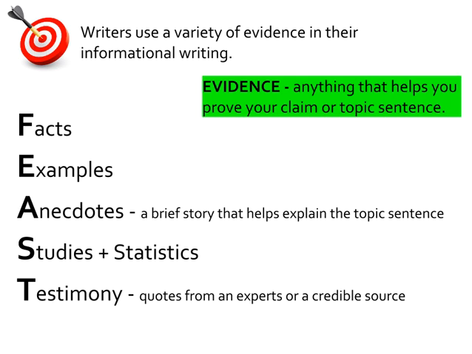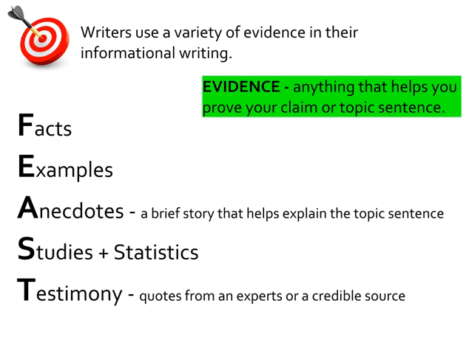The first is facts, examples, anecdotes, or brief, really short stories that help explain the topic sentence. Studies and statistics. When I say studies, I mean that there's a group that has done research on your topic and you're citing what they've found in their research. And then testimony is a quote from an expert or a credible source.